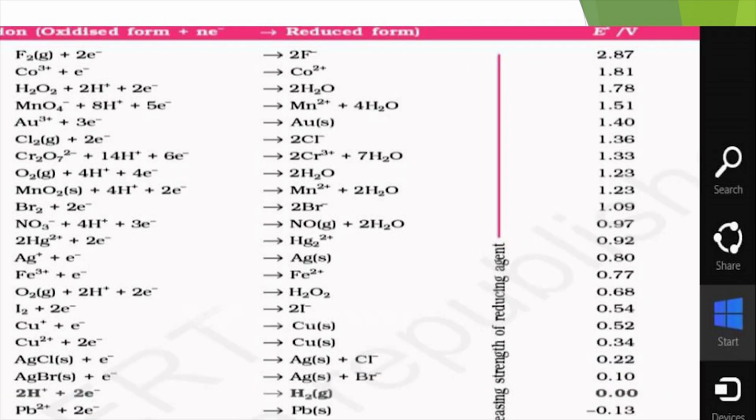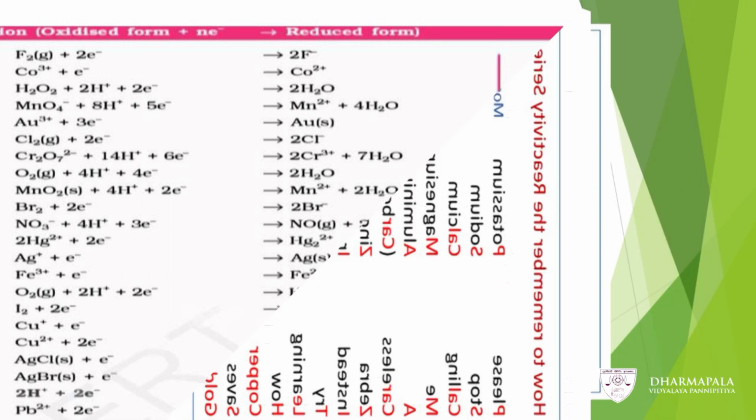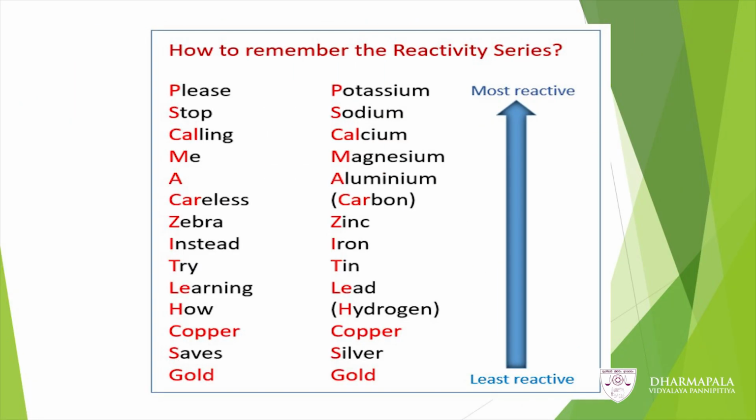Here you can see the most positive values are on the top and the values are arranged in decreasing order. Here it is given a simple way to remember the reactivity series: potassium, sodium, calcium, magnesium, aluminium, zinc, iron, tin, lead, copper, silver, gold. So, most reactive metals are on the top and least reactive metals are at the bottom.